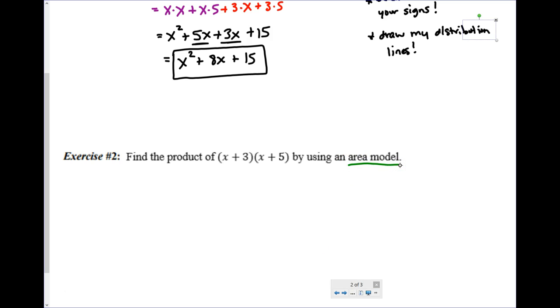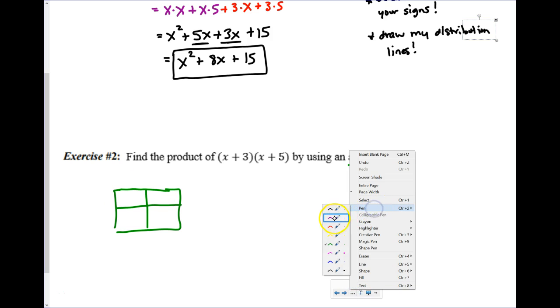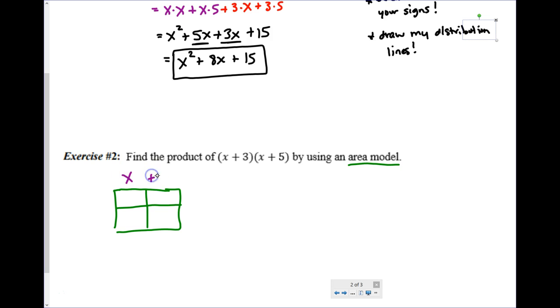The area model is going to ask you to draw a box, looks like this. You're like finding your area of a rectangle. I'm going to put the x plus 3 on the top. Actually, I'm going to do it in a different color. Let's keep the purple and the red. I like that. So I'm going to put the x plus 3 on top. I'm getting the x plus 3 from here. And on the side, I'm going to put the x plus 5.